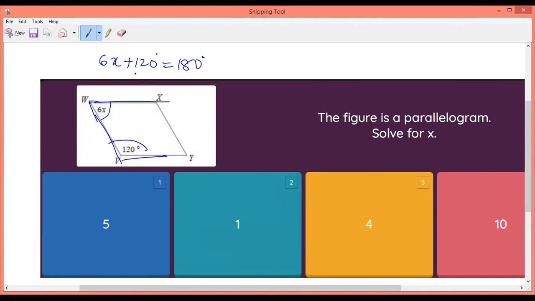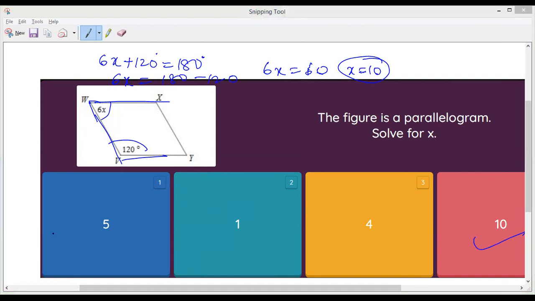And then get rid of this 120, then get rid of 6 and that gives you x. So 6x equals 180 minus 120. That will be 6x equals 60 and x will be 10. So that's how you find the value of x, which is 10. Or maybe they may also ask you to find the individual angle as well, like angle y or angle w. Okay, that was one question. Let's look at the next question.